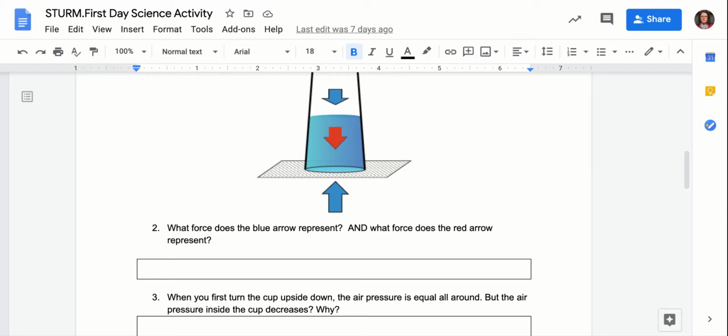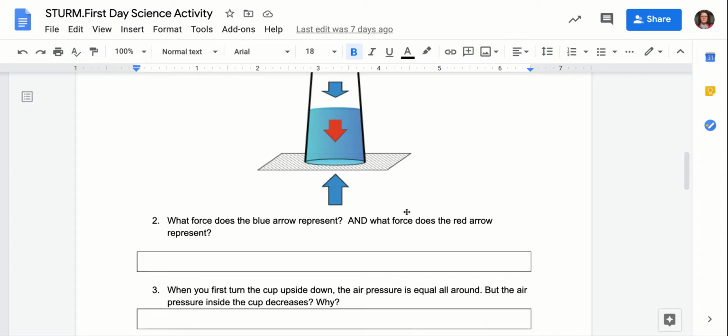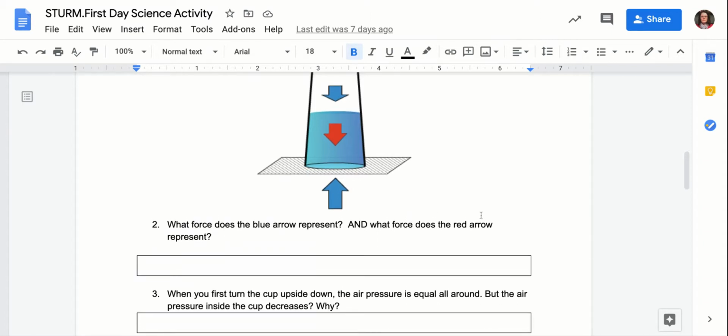What happens is a little bit of water seeps out of the cup, making the space here a little bit bigger, but there's the same amount of air in there. There hasn't been any air exchange. So that means that the air pressure goes down because the space got bigger, but the same amount of air is there. So that is why the air pressure inside the cup decreases.